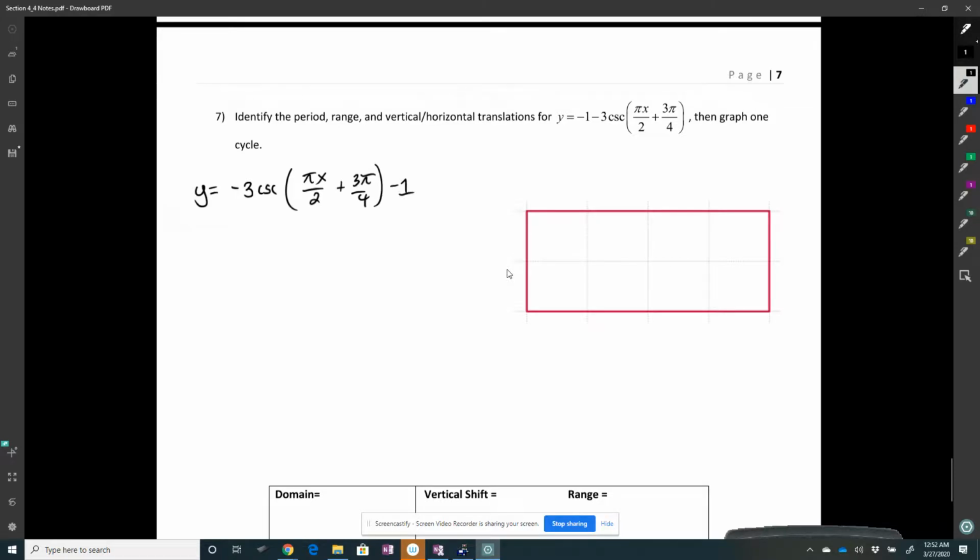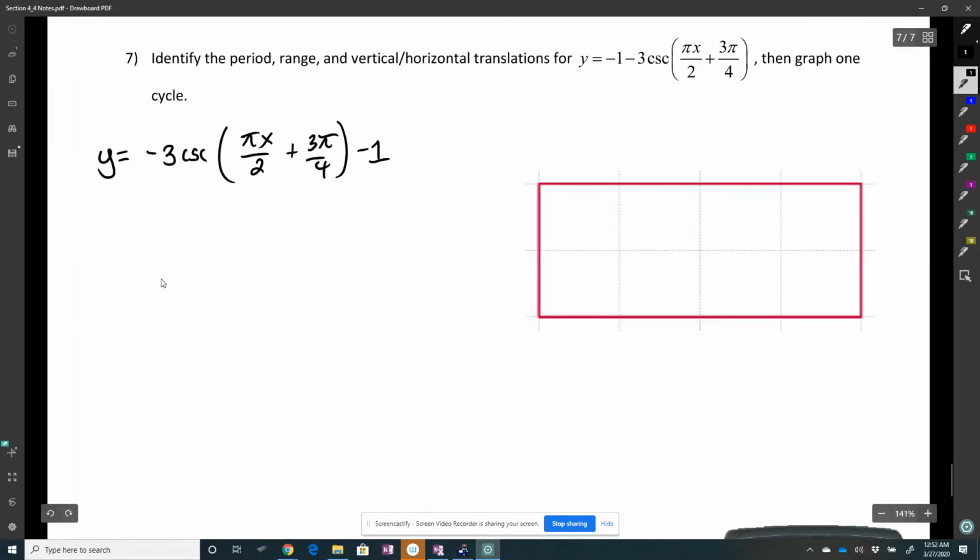All right, so with that, what can we do? We know that this is upside down cosecant, which means that we're going to have to graph an upside down sine wave. That was the trick for this one. The very first time I did it, I got so into the habit of what I was doing, I did it wrong.